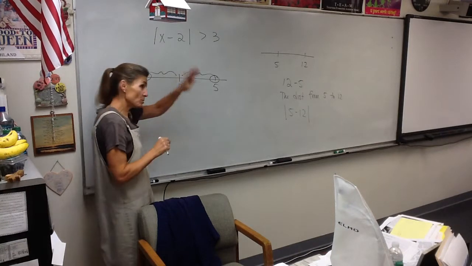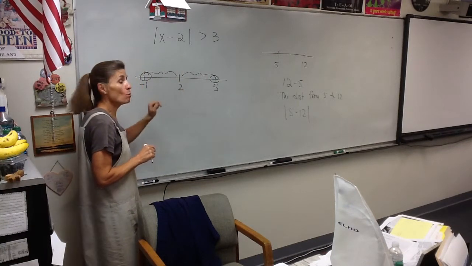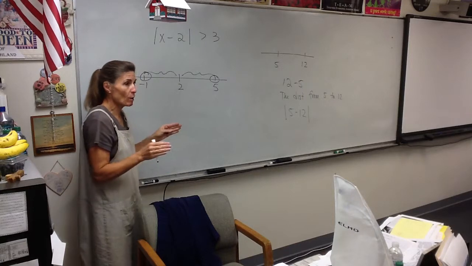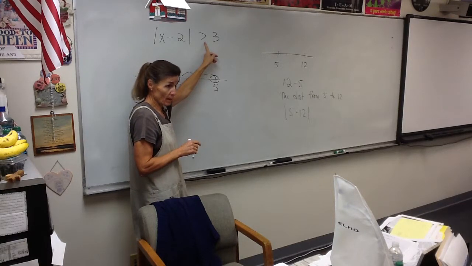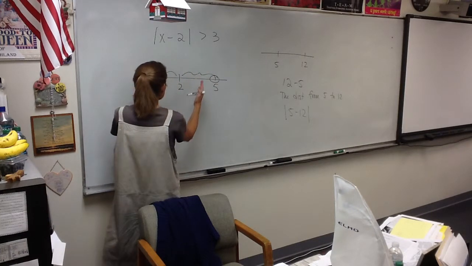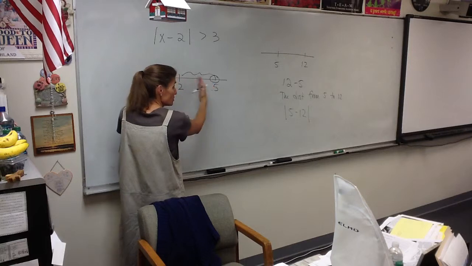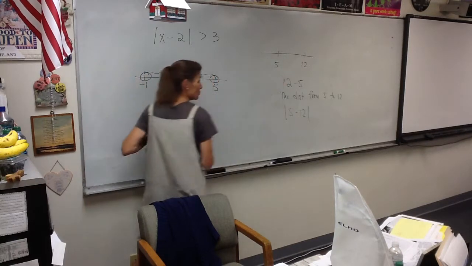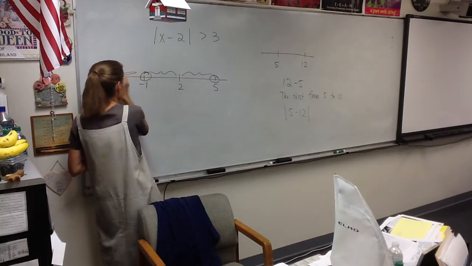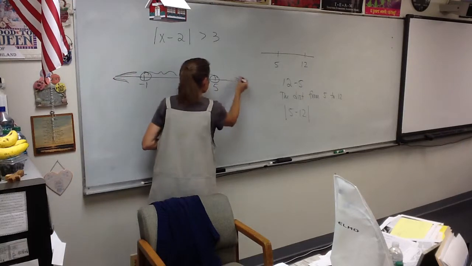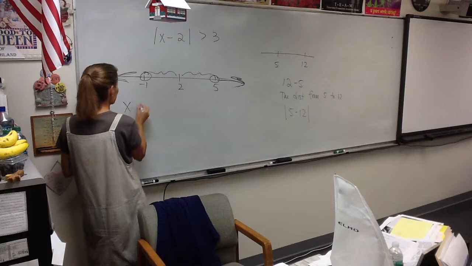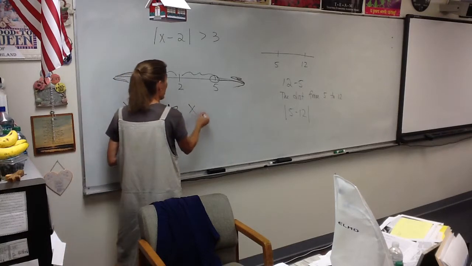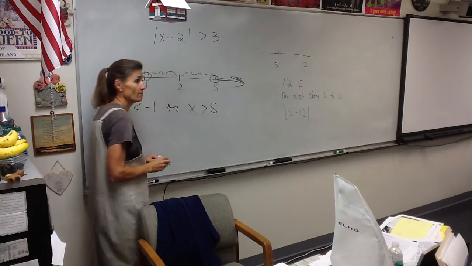Now, but like Gibran has pointed out, I don't want to be exactly 3 away. I want to be more than 3 away, right? Greater than 3. So will that be in between these 2 numbers, or will that be beyond those 2 numbers? Beyond. So the answer to the question is everything less than negative 1 or everything greater than 5.